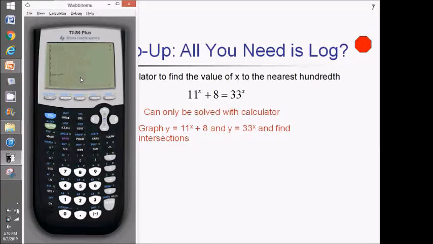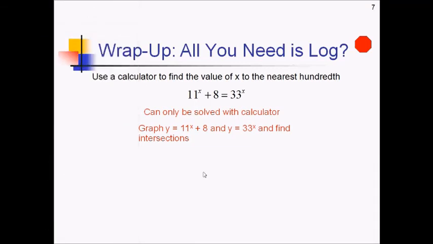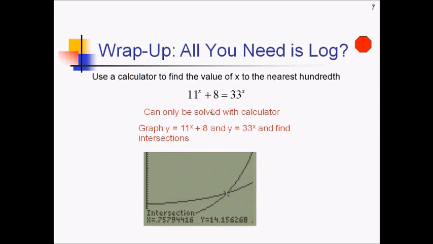So there's my left side of the equation. Here's my right side, and as we can see, it does indeed cross my first equation somewhere between 0 and 1. To find out specifically where that is, we go to second, trace, and then option 5, intersect. We press enter once for one curve, enter for another curve, and then enter one more time. And that gives us 0.76 if we were to round that off, and I'll just display that right here. So this is how we could solve something that can't be done algebraically.